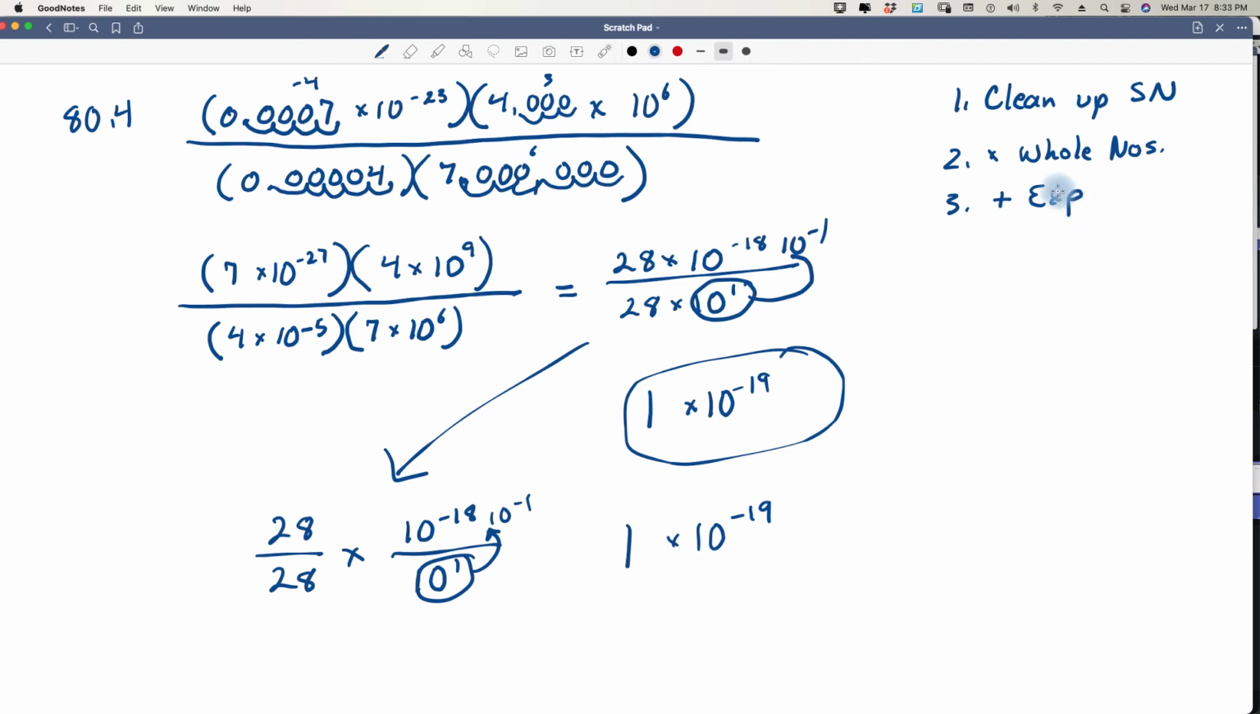All right. So we multiplied our whole numbers. We add our exponents together, right? Then we divide the whole numbers. And then we flip our denominator 10, whatever exponent that is, and combine. And that's our answer.